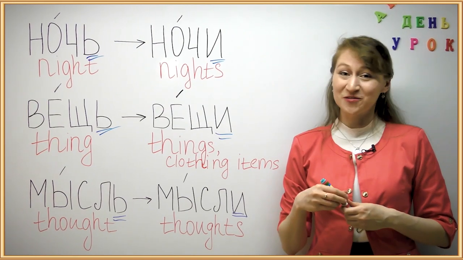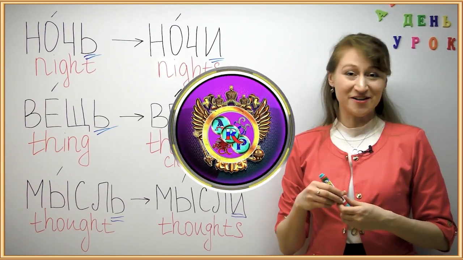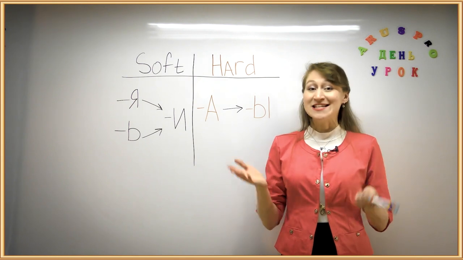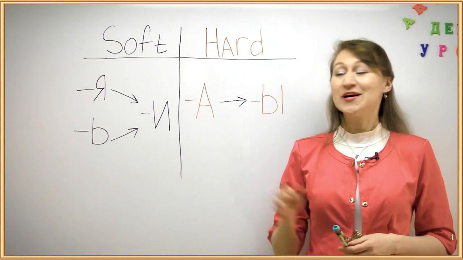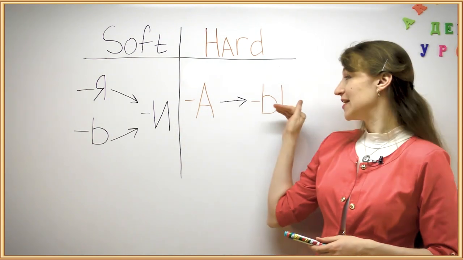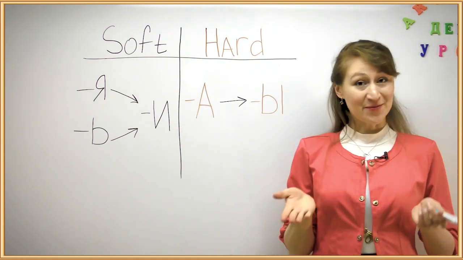So this was the soft variant. And now to the hard variant. The hard singular ending for feminine nouns is а. So in plural, it will change to ы. Some examples.